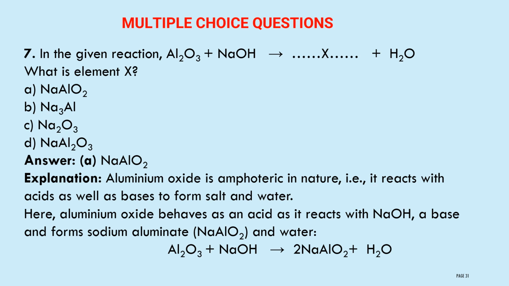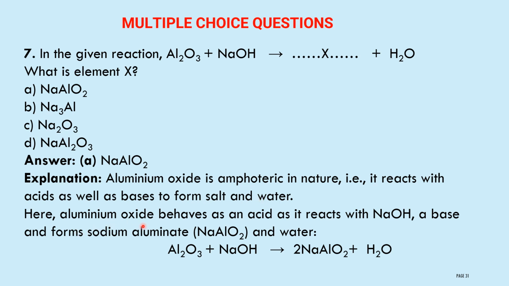In the given reaction, Al2O3 plus NaOH gives X plus H2O. What is X? They are asking this question. Aluminium oxide is amphoteric in nature, that is, it reacts with acid as well as base to form salt and water. Amphoteric means it will react with acid as well as a base.